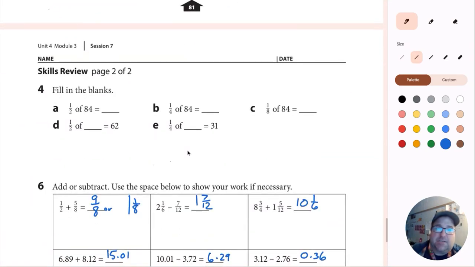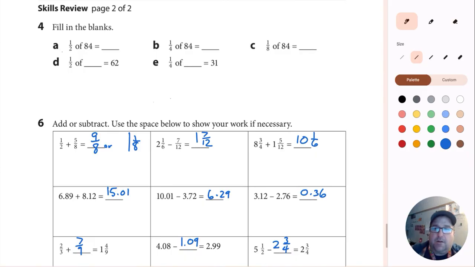Last page, again, just kind of reviewing some skills. What's half of 84? What's 1/4 of 84? What's 1/8 of 84? So we're kind of cutting it in half each time, right? So I have to do 84 divided by 2. If I know what that is, I can cut that in half. Or I can think about 84 divided by 4, and so on. And I will even give you a little hint. You are going to get a decimal on C, so there will be a decimal.